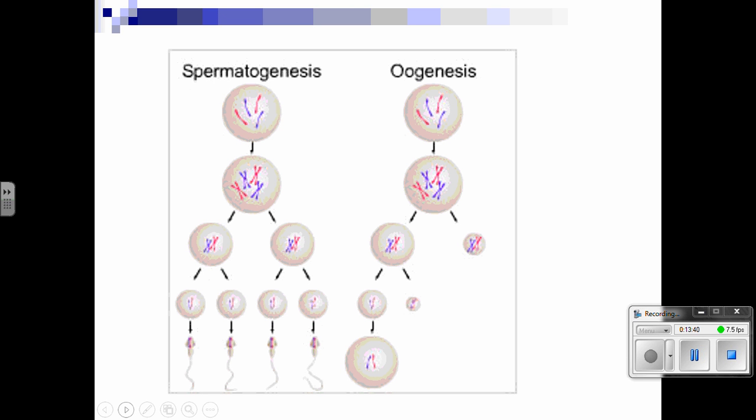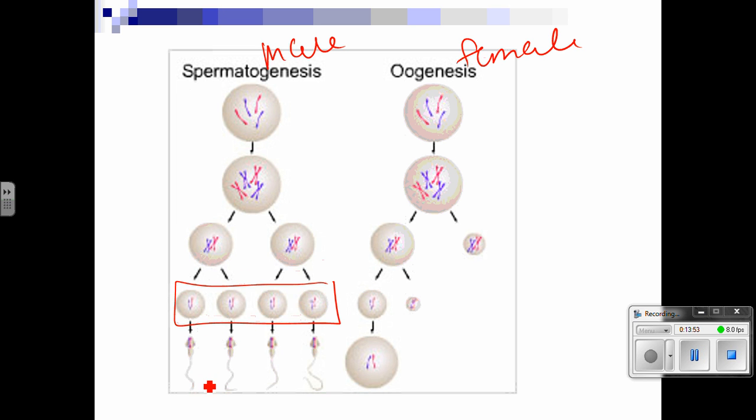So how are they different? This would be male, and this would be female. So in males, the cell goes through meiosis, and then it produces 4 cells, and those 4 cells gain a tail, and the head is changed in shape, and so on and so forth. But ultimately, the 4 cells produce 4 sperm.